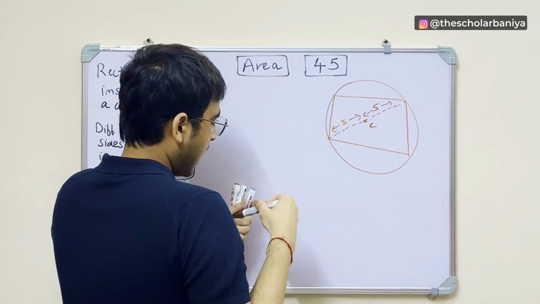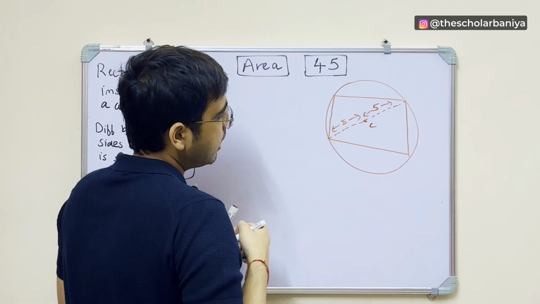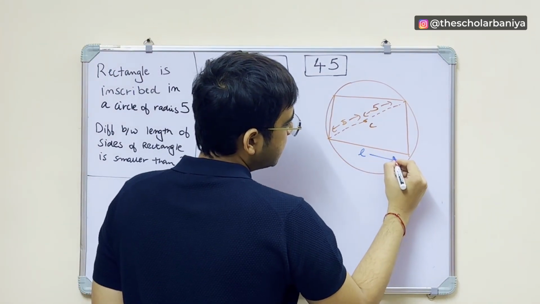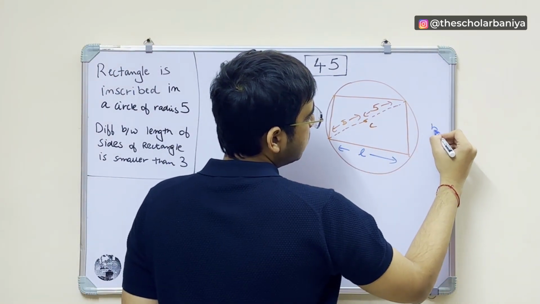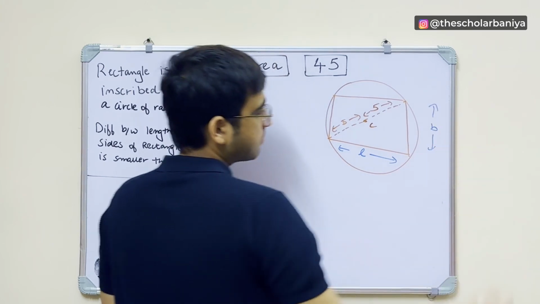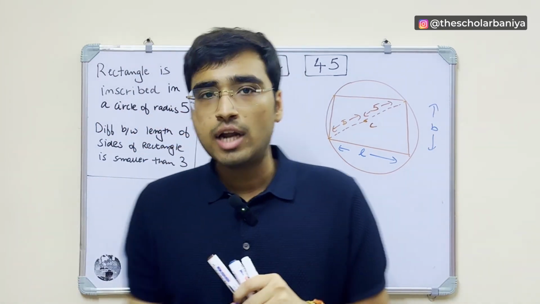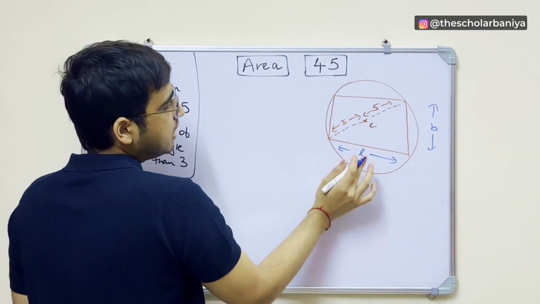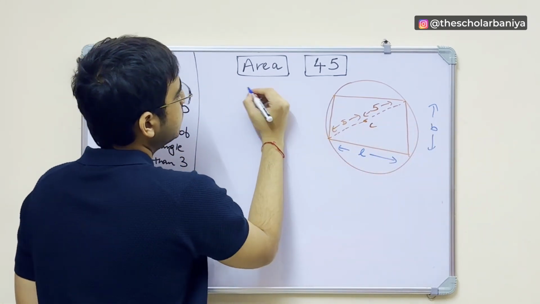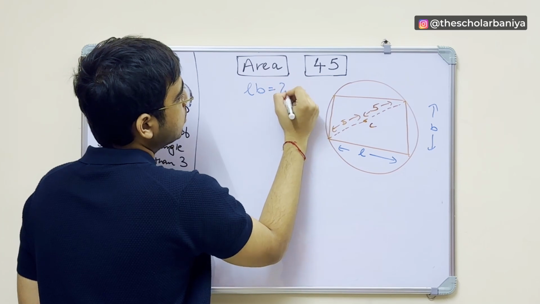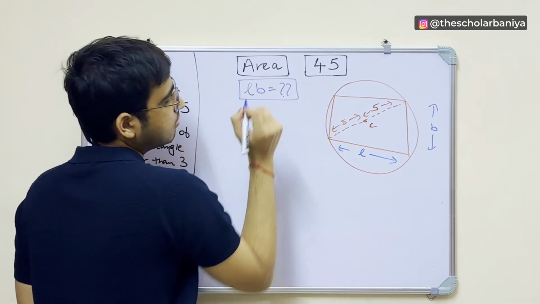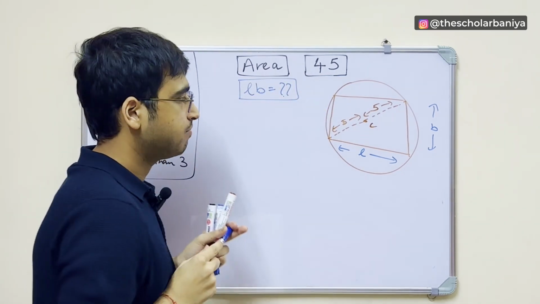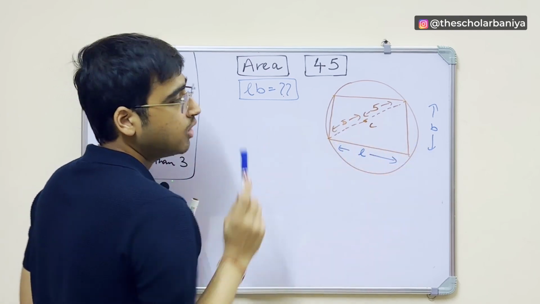Okay. And now let's assume some things. For example, this is the length of the rectangle, which is L, and this is the breadth of the rectangle, which is B, right? So now we have to compare what? We have to find out the area, so basically we have to find out LB, which is L into B, the area of the rectangle.